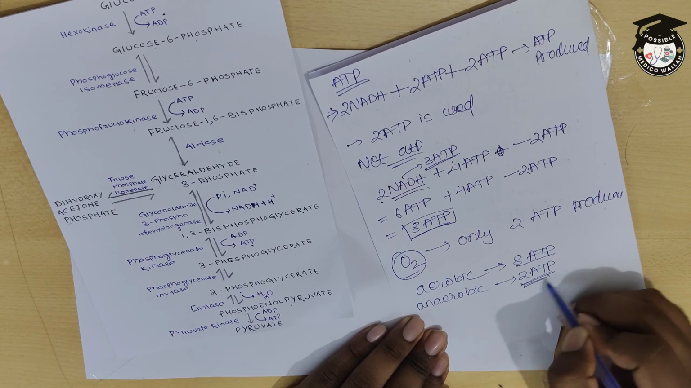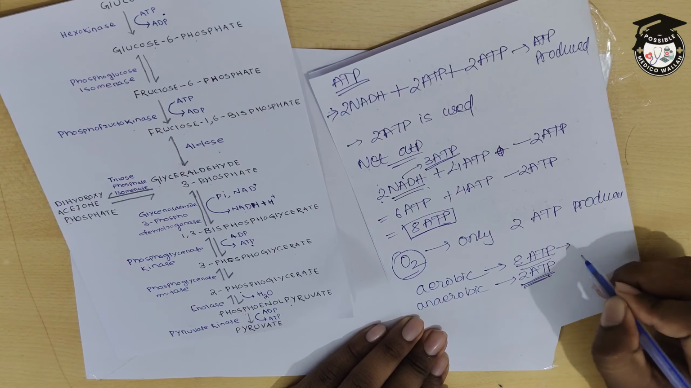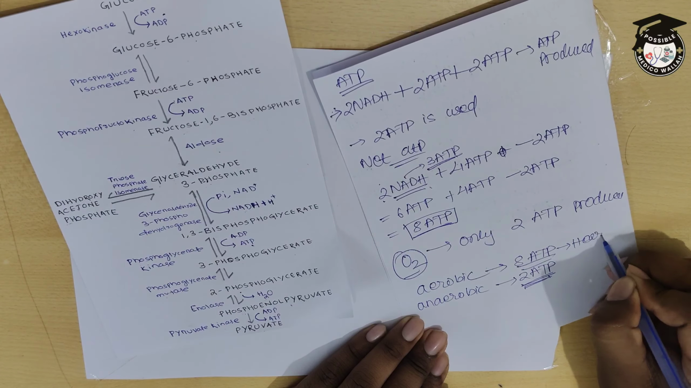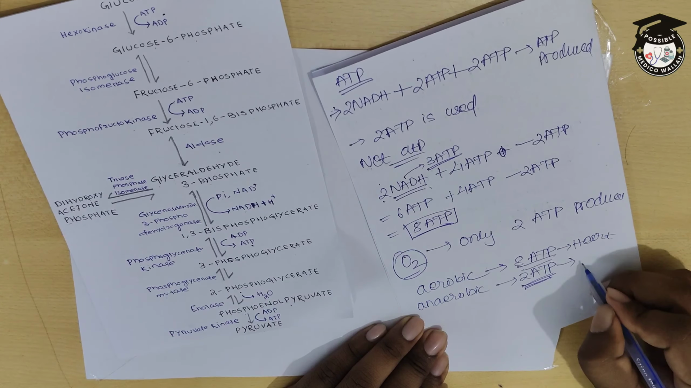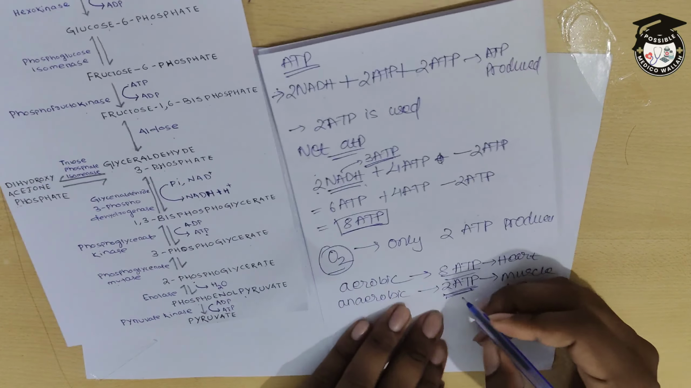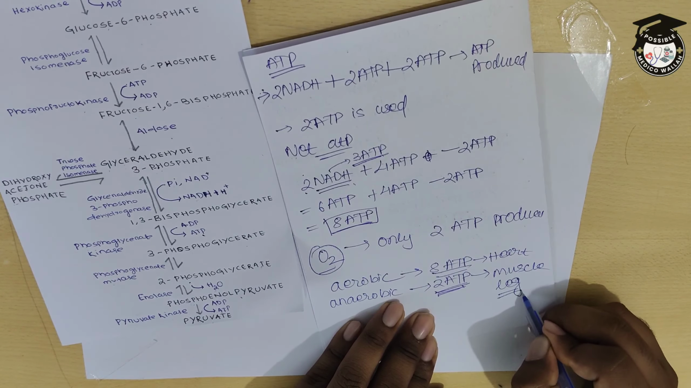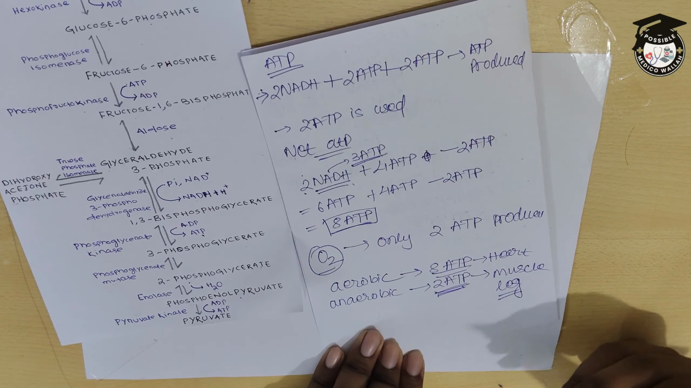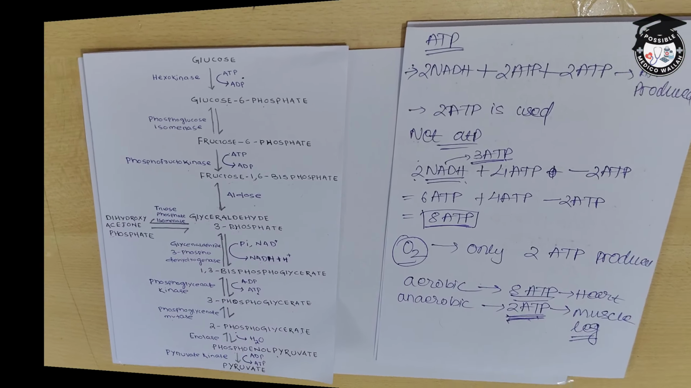These two occur in our body only. This occurs in our heart. This occurs in our muscles, like leg muscles. After exercise, lactic acid is produced along with 2 ATP.